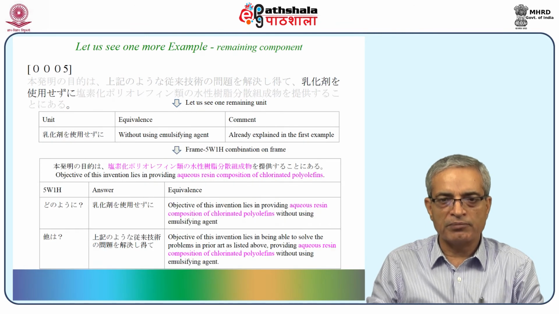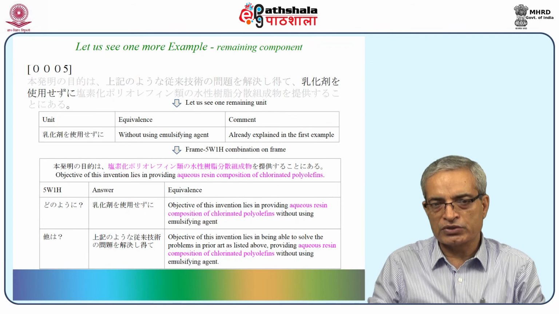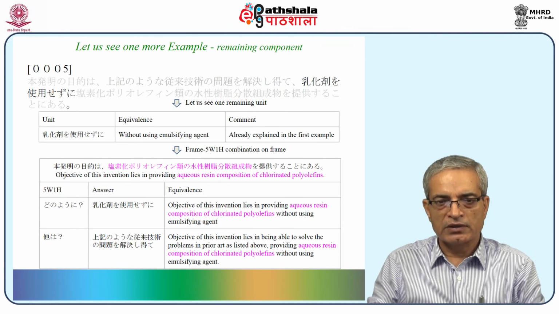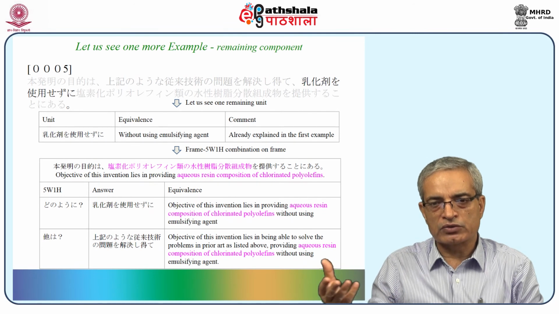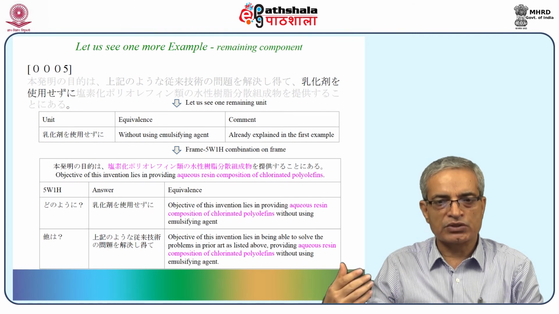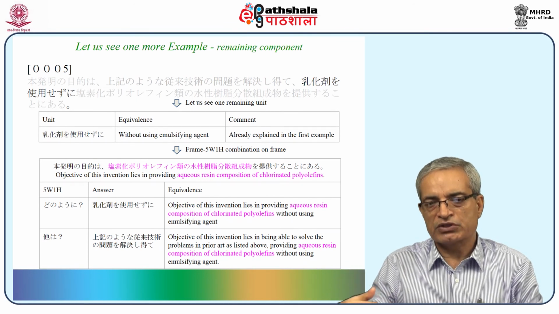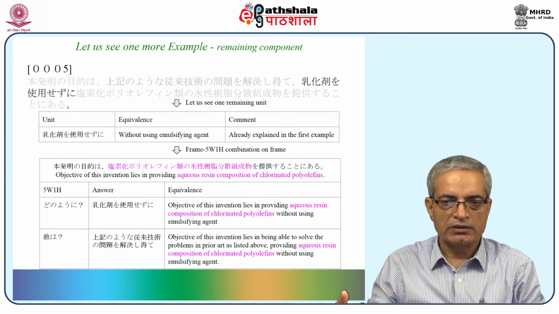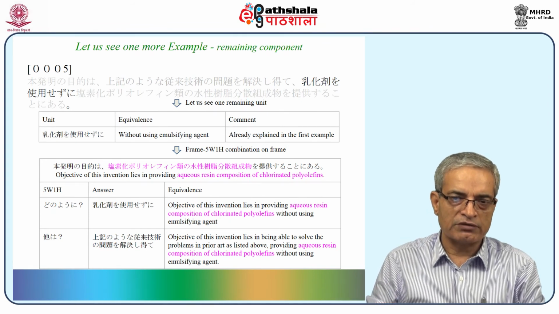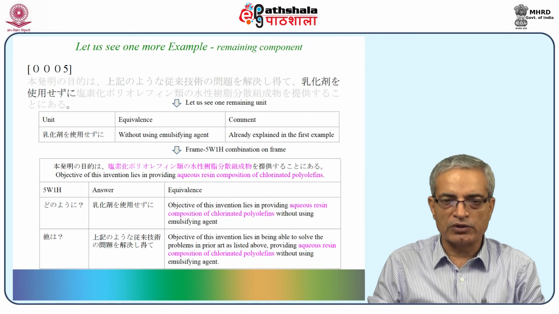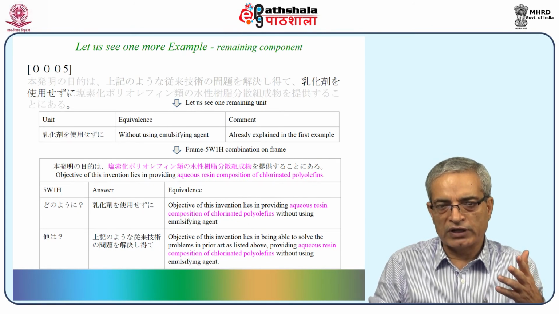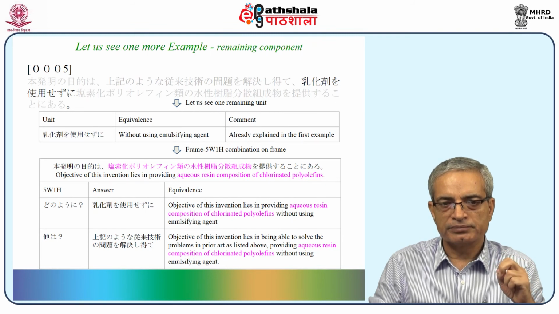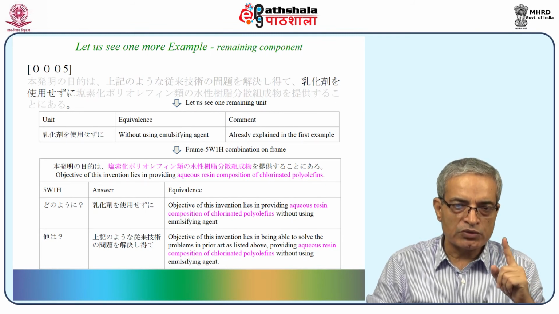And now frame plus 5W1H combination. On the frame "kono hatsumei no mokuteki wa", then there was the substituted one, "o teikyo suru koto ni aru", and the translation comes as objective of this invention lies in providing that A, which is aqueous resin composition of chlorinated polyolefin. Let's see the 5W1H on this frame. "Nyukazai o shiyosezuni."